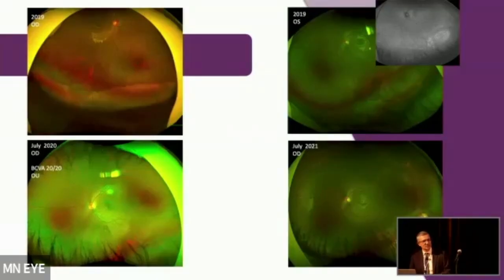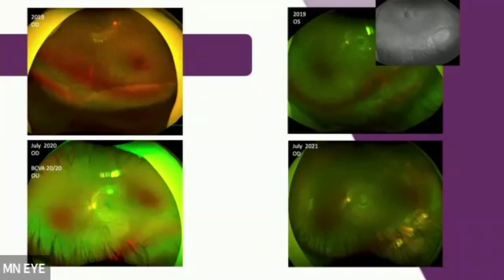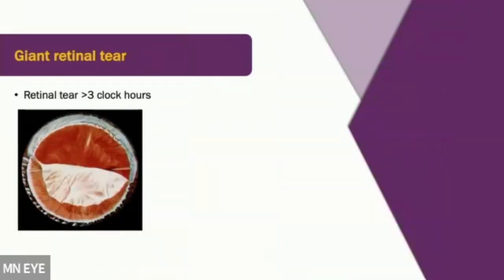So the point is that we want to take a look at these peripheral pathologies in kids, high myopic patients, those who have some risk factors. We need to be more careful with our follow-ups, closer follow-ups, referrals, and whatnot.